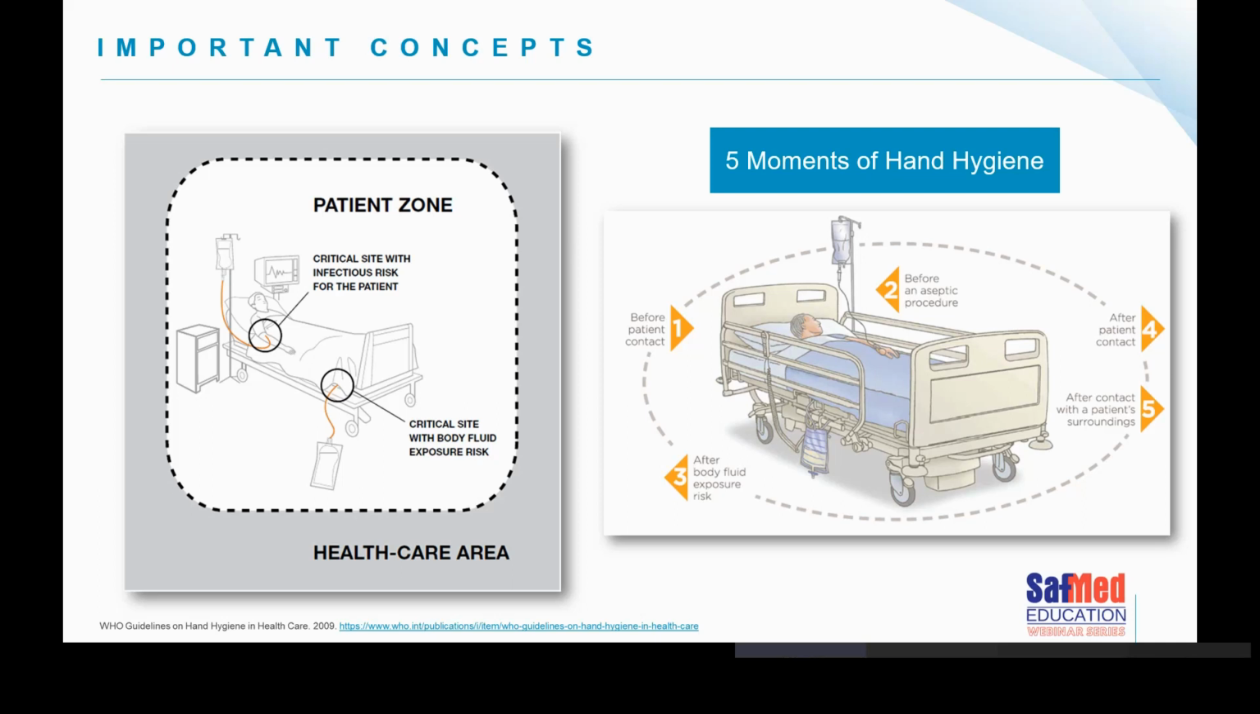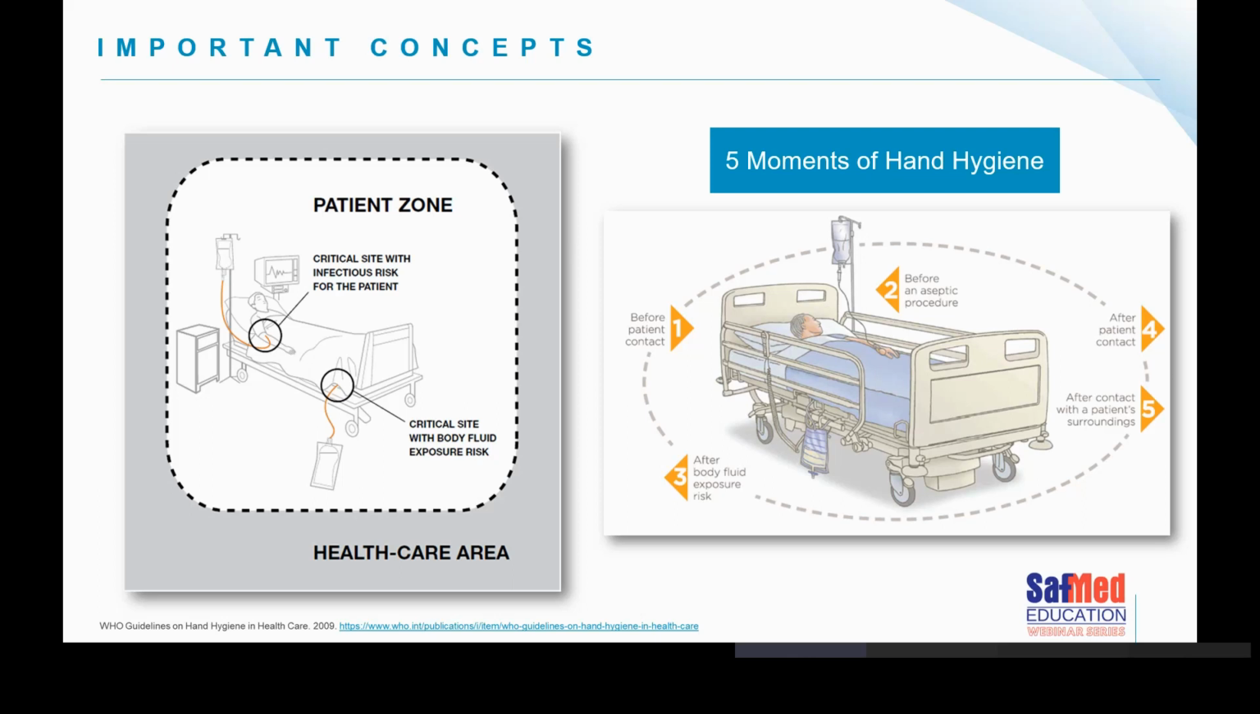So it's all items and equipment found in other areas such as the nurse's station, the sluice room, the linen room, and other clinical areas. So the patient zone is that area that is specifically assigned to the patient, and the surrounding, the equipment and the furniture that is assigned to that patient.